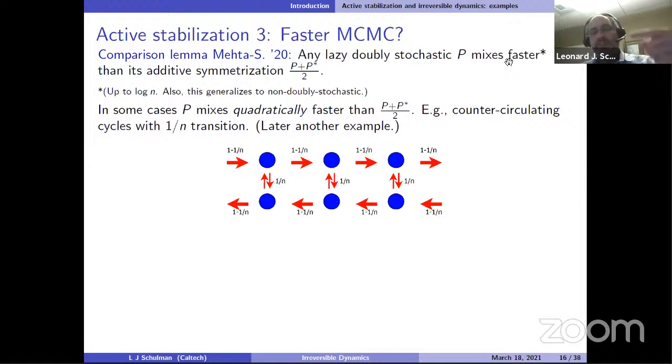A very simple example is if I have two cycles, a top cycle and a bottom cycle, and in each one of them you have a directed drift. So on the top row here, you're drifting to the right at rate 1 minus 1 over n, cycling around. And on the bottom row, you tend to go to the left, and you have a slow leakage between the top and the bottom. This system converges in linear time, whereas once you symmetrize it, you just get random walk on the cycle, and that takes quadratic time. Okay, so we can build examples where there's a big gap, but they're just not that interesting.